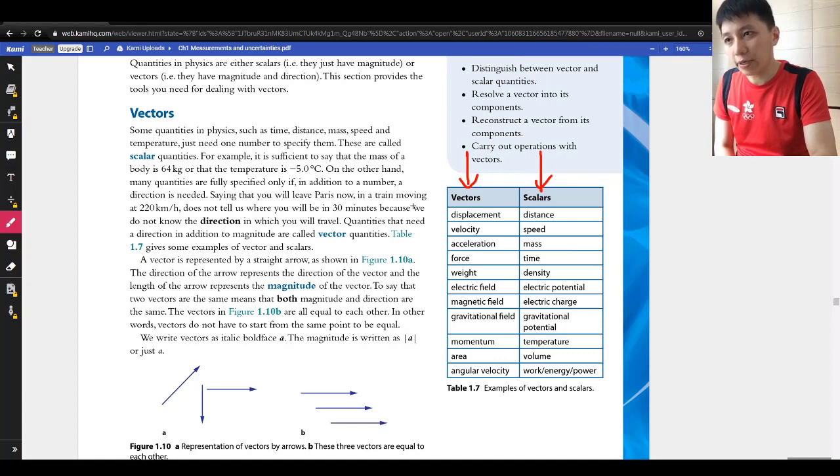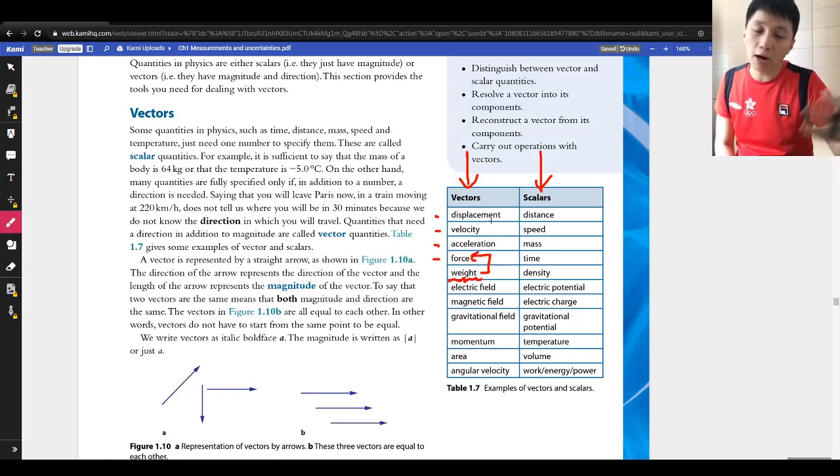For example, in the category of vectors, you should have learned the idea of displacement, velocity, acceleration, and force in mechanics. Weight is actually a subset of force. That means all other forces, like tension, reaction force, friction, air resistance, etc., are all vectors as well.